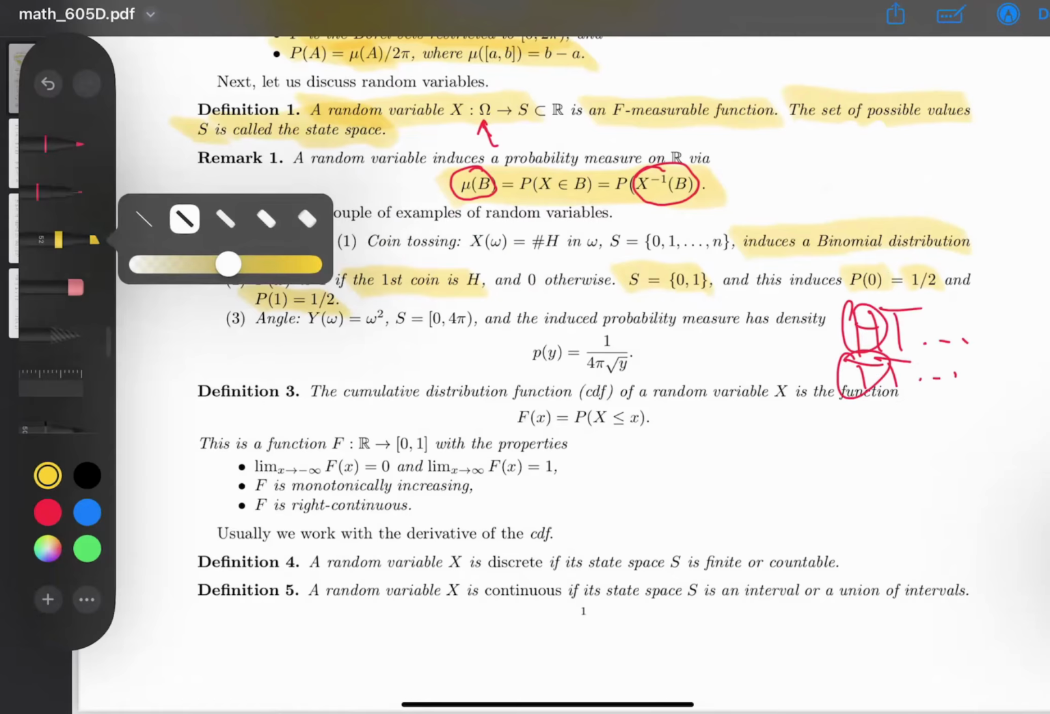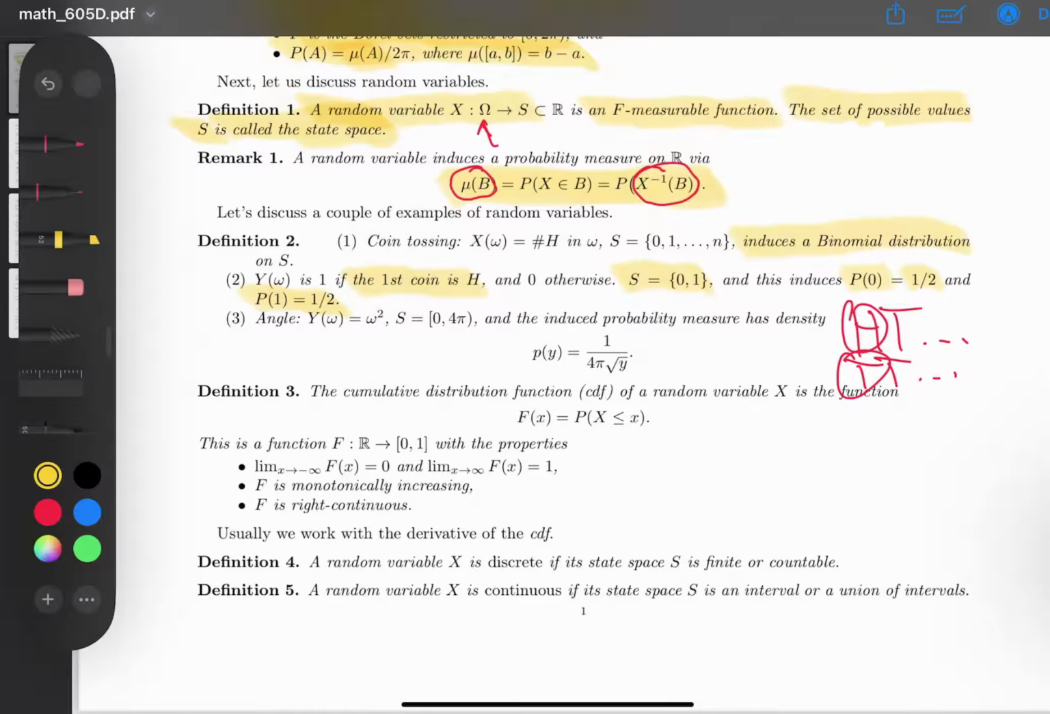And finally, for our rotation of the spin and the arrow and the north for our compass, we're going to define our random variable as the square of the angle. Then our state space is going to be the interval between 0 and 4 pi. And something that I didn't check myself, but I think it's a good exercise, is to show that the induced probability measure in this case is going to induce a density function of 1/(4 pi square root of y).